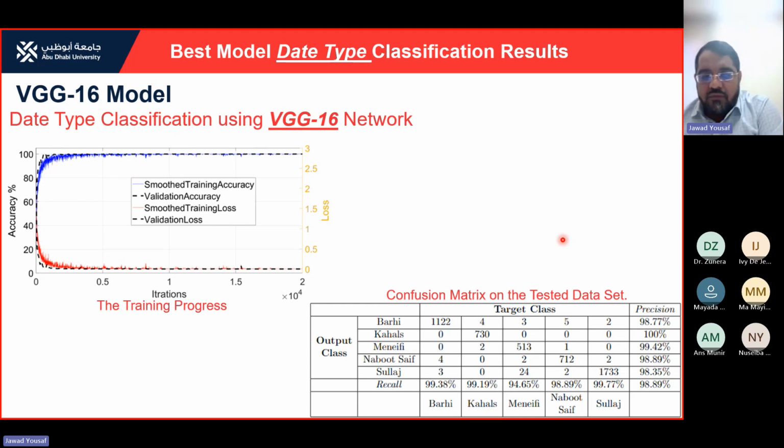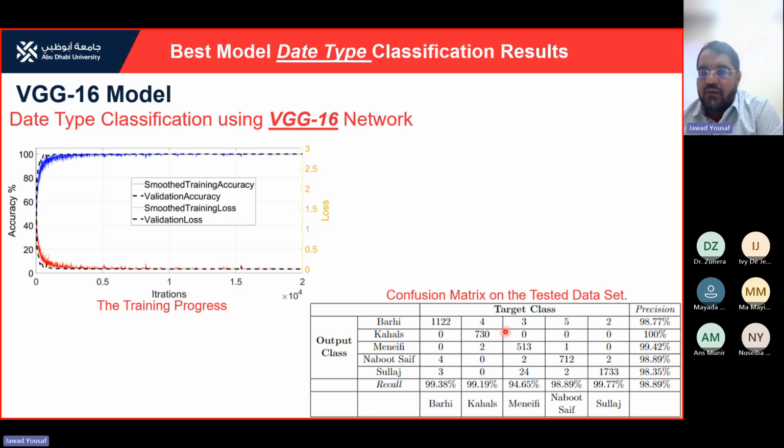So for example, from this we can say that out of 1,122 times the Barkhi images were presented in front of the classifier, they were classified as correct. 4 times, Khalas image has been classified as Barkhi. 3 times, Manif image has been classified as Barkhi. 5 times, Nabut has been classified as Barkhi. And 2 times, Soloj has been classified as Barkhi. But we can say that we have high accuracy, around 98.77% precision and around 99.38% recall. So this showed very good accuracy of the classifier.